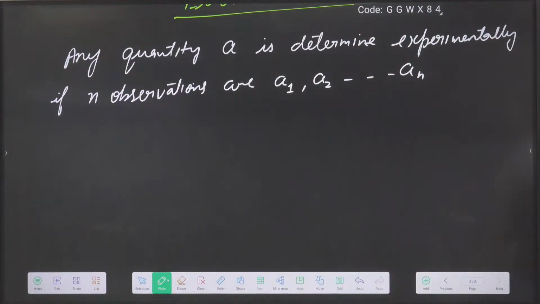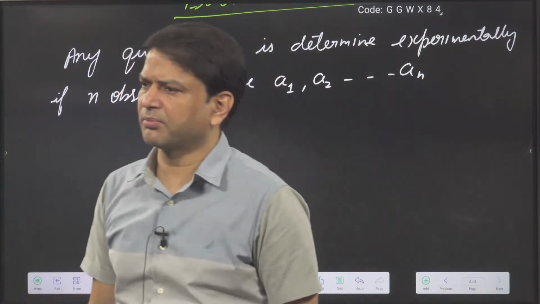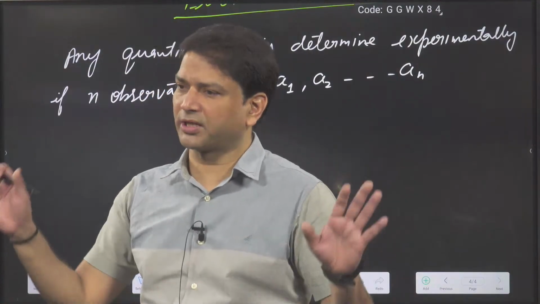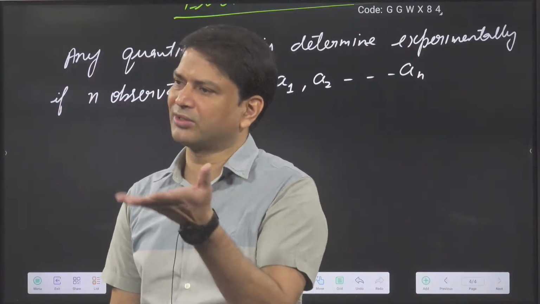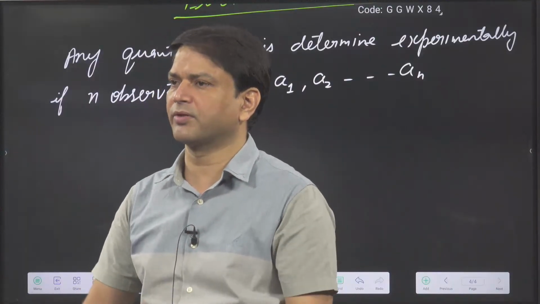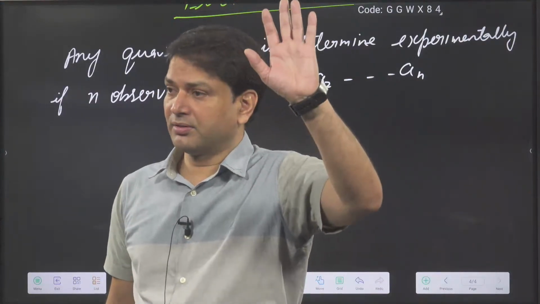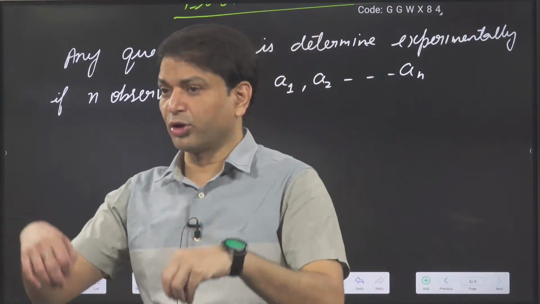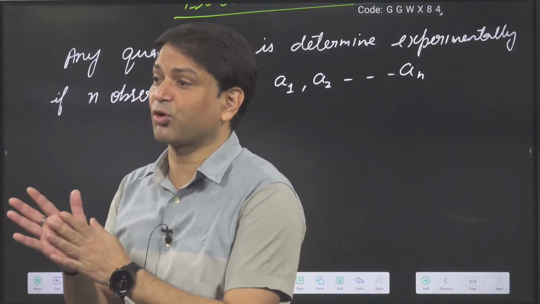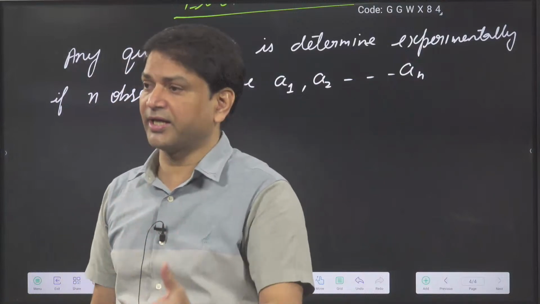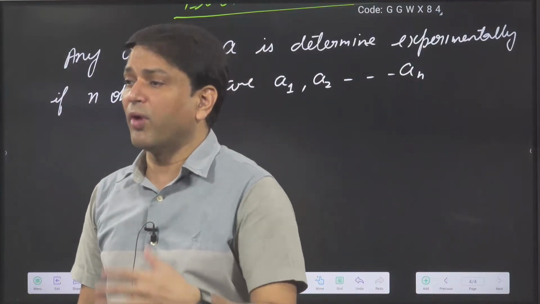Suppose any quantity A we are determining in the lab experimentally, and we have taken n observations, and the observation values I say A1, A2, dot dot dot, An. Okay, these different observations I have written. Maybe when you went to the physics lab or chemistry lab, you remember when you were doing the experiment, the lab teacher, the lab assistant, was always saying, take 2-3 readings, take more readings, and then take the average of all. Okay, why were they saying this?